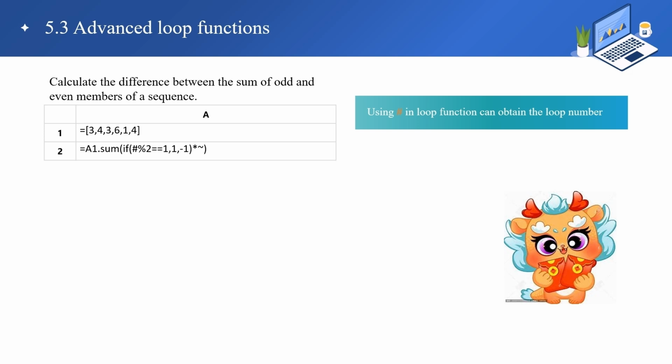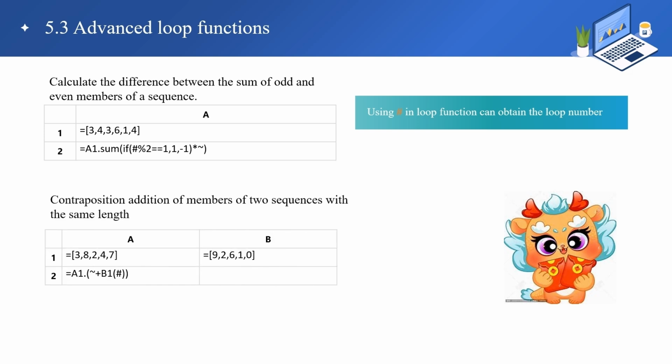A2 calculates the difference between the sum of odd and even members of sequence A1. Using hash, we can calculate a sequence by contraposition addition of members of two sequences with the same length. A2 will calculate A1(1) plus B1(1) until A1(5) plus B1(5).